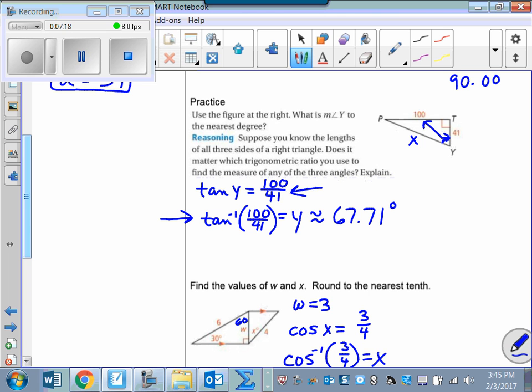And then they ask us this question, suppose you know the lengths of all three sides, would it matter which trig ratio you use? What do you think? Of course it wouldn't matter, right? As long as I use the correct one, I'm going to get the same measures.